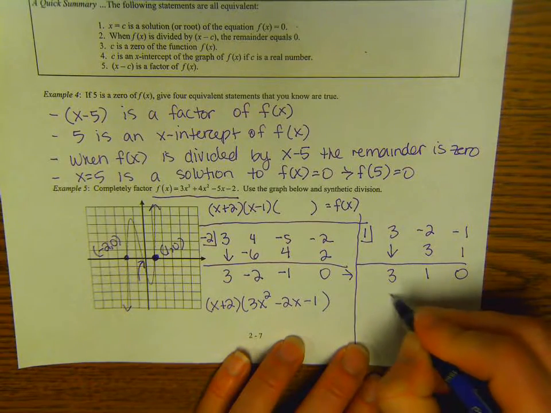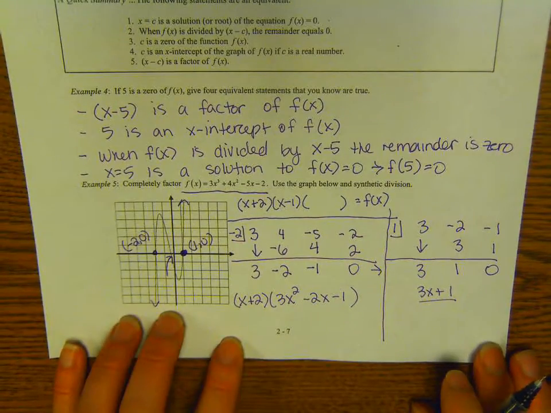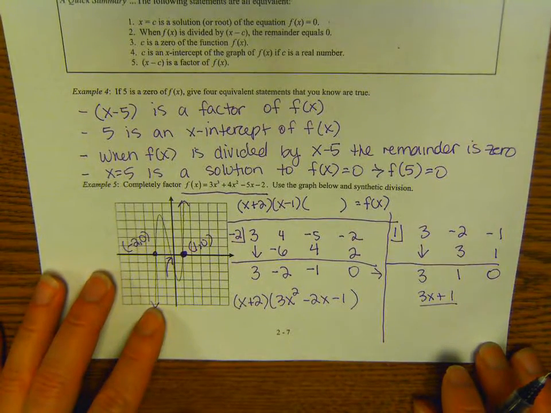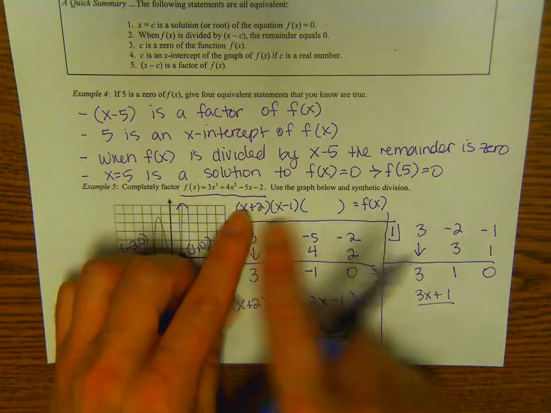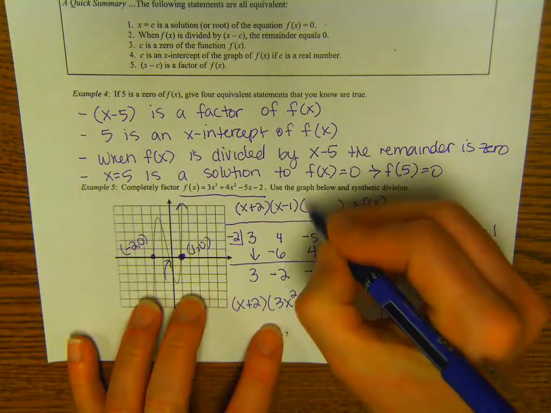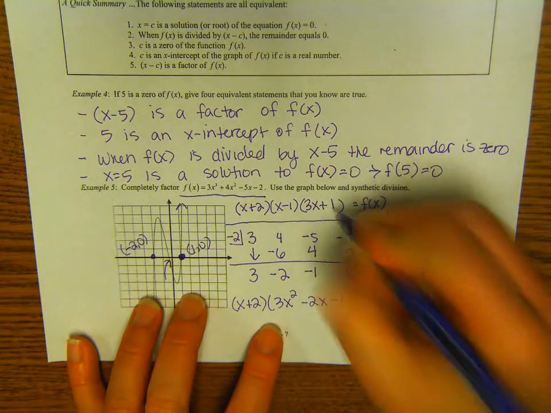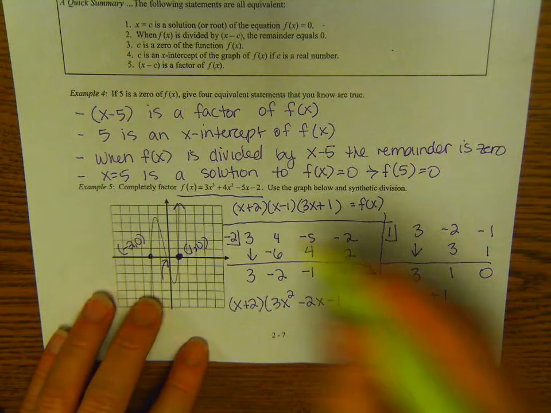That's what this means. Okay, so let's put it all together. The factorization is x plus 2. We knew it was x minus 1. And what's the last factor? 3x plus 1. So this is the complete factorization.